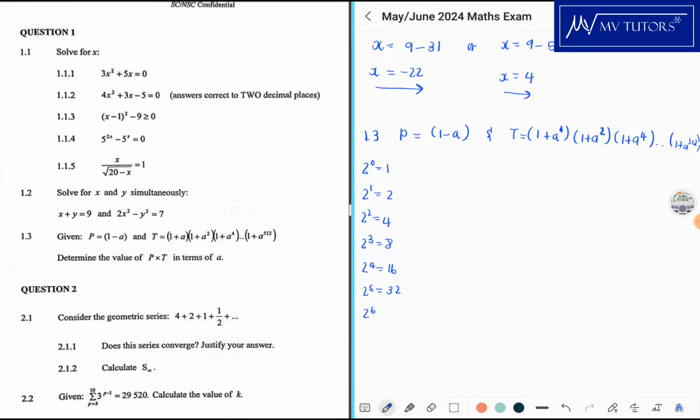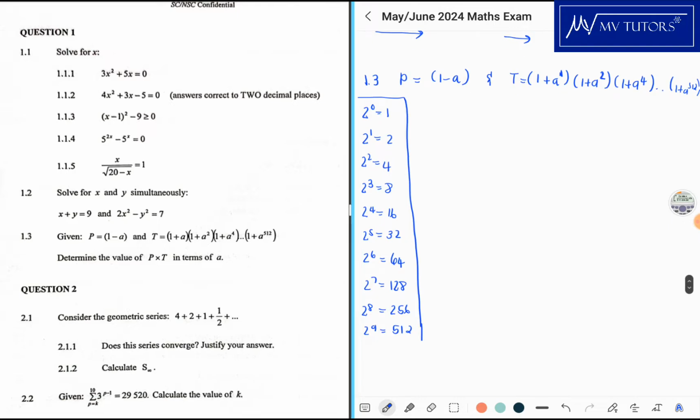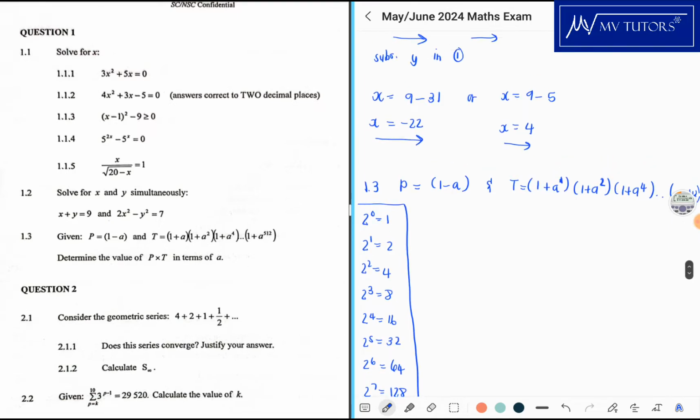2 to the power 6, 64. 2 to the power 7, what is that, 128. 2 to the power 8, let's double that, 128 times 2, 256. 2 to the power 9, we get 512. Okay, so we can see, quite a lot here. But anyway, this is just what I'll be thinking in my head. I will definitely not be writing this down in my question paper or answer sheet.